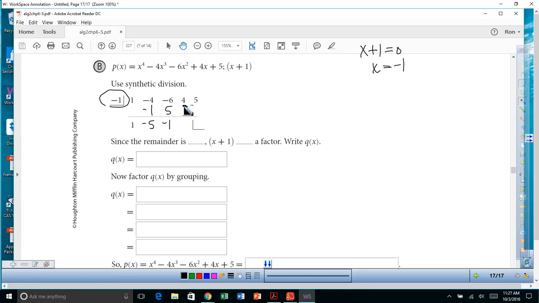Negative 1 times negative 1 is 1. 4 plus 1 is 5. Negative 1 times 5 is negative 5. So we have a 0 in here. Since the remainder is 0, x plus 1 is a factor. q of x equals, remember we started out with x to the 4th, so this will be x cubed, 1x cubed, minus 5x squared, minus 1x, plus 5.